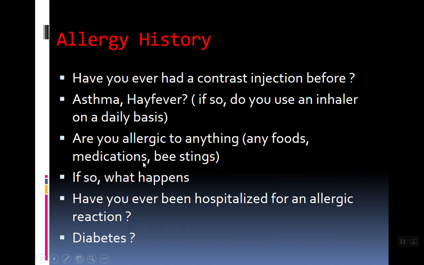Any foods or medicines? Ask the strawberry question. Bee stings, too, is another biggie that you want to make sure you ask if they're allergic to. If they tell you they're allergic to any foods or medications, you always want to jot down what happens to them, if they broke out in a couple of hives, versus if their tongue swelled and they had trouble breathing. Have they ever been hospitalized for their reaction?